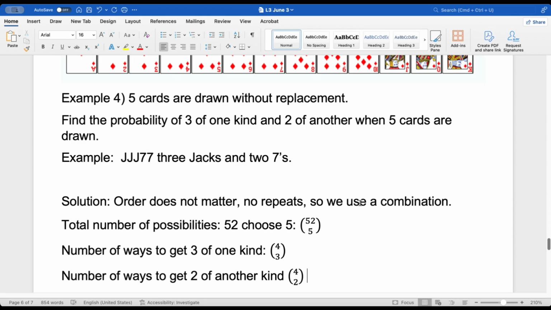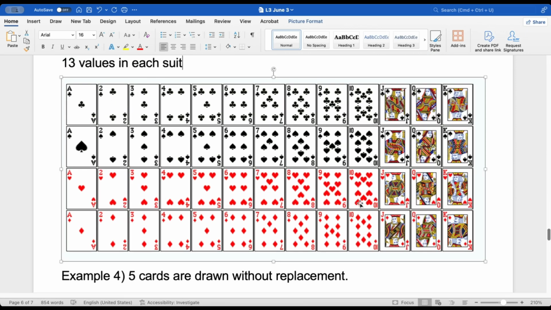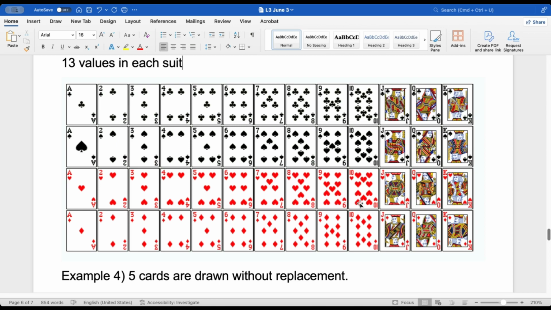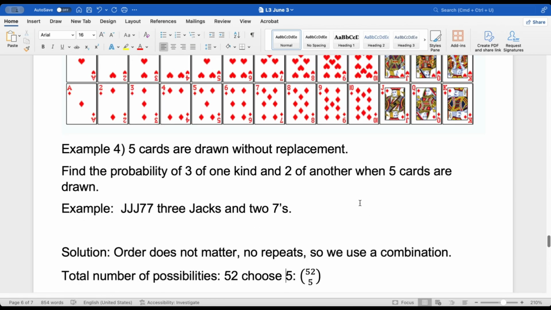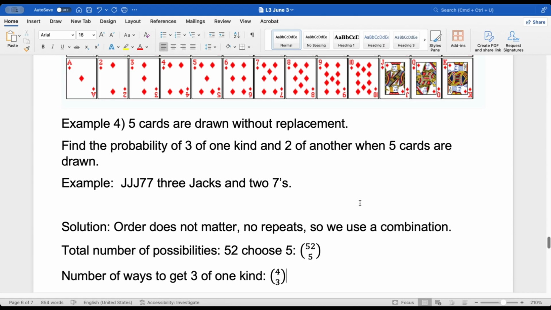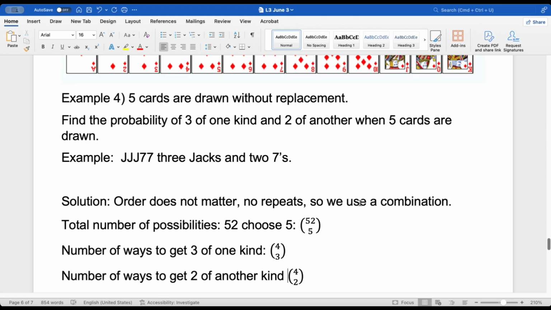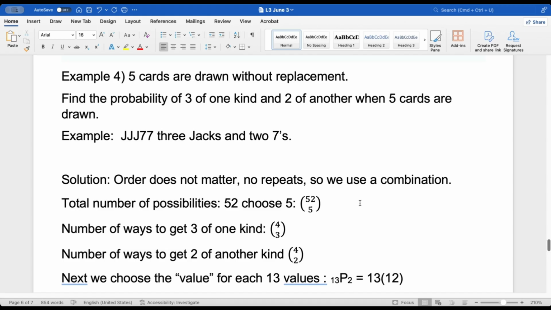There are 13 possibilities. There are 13 cards in each suit. There are 13 values. So there are 13 possibilities for the first triple, and then there are 12 for the 2 of another. And so that's going to lead to a 13 times 12 to take care of the different possible values we could have. So technically, that's a permutation. The order does matter, because if we switch the order, it would have been like having 3 sevens and 2 jacks, which is a different result.